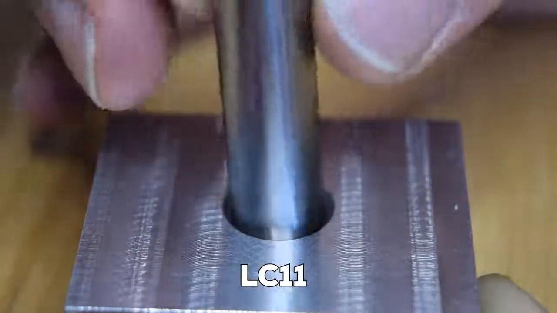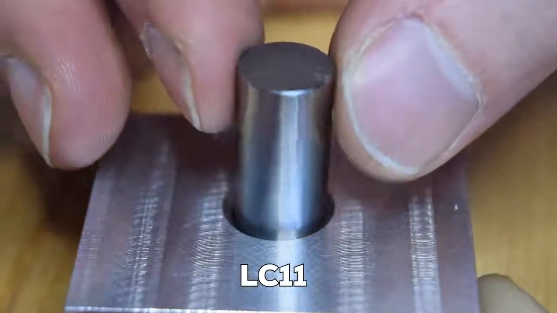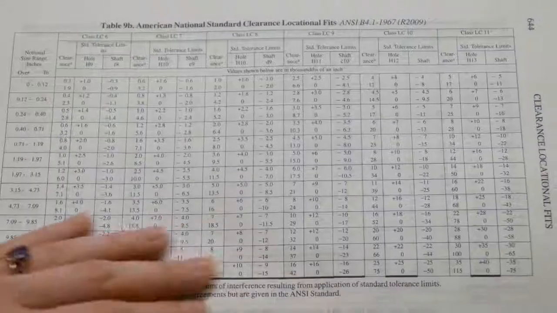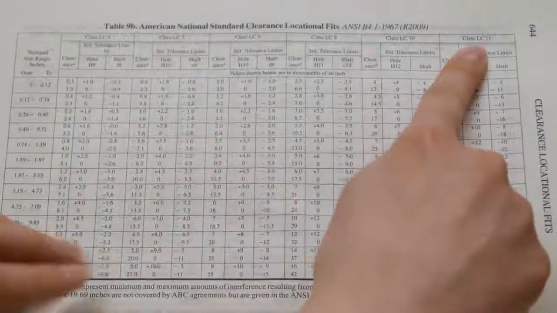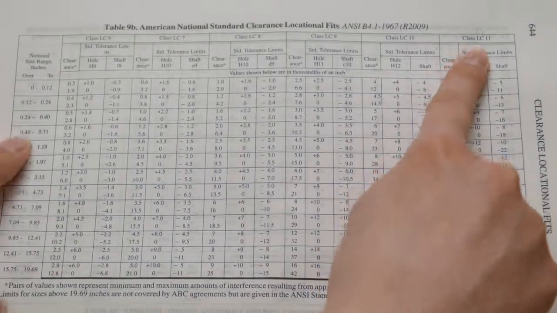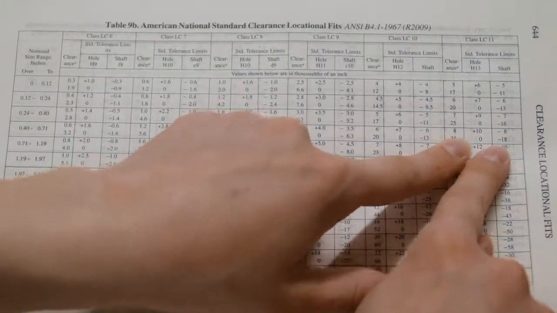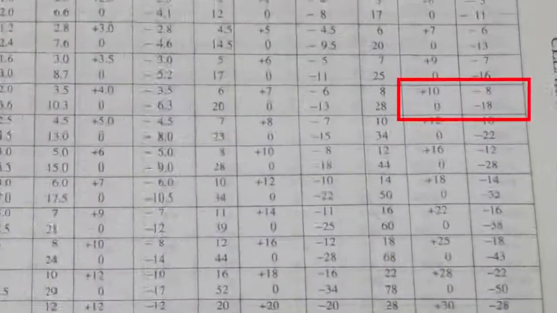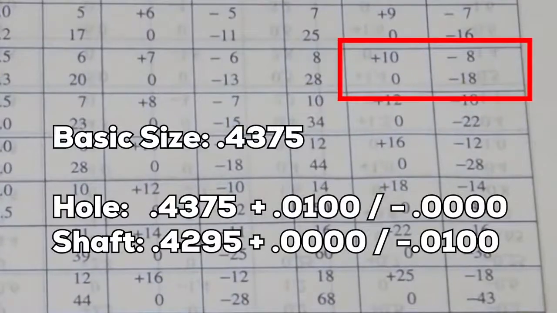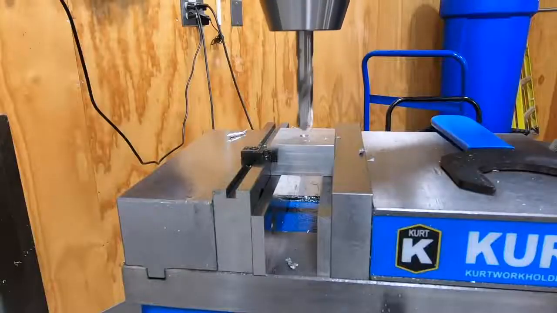The first fit we'll show you is the loosest. This is an LC11, and you can see there's lots of clearance. To design this fit, first we'll look up the LC11 column, then we'll find the row that corresponds to our basic size. At the intersection of the size and fit, we have a tolerance range for both the shaft and hole. Notice that these numbers are in thousandths of an inch. You'll use the same procedure to design all the other fits that we'll talk about.